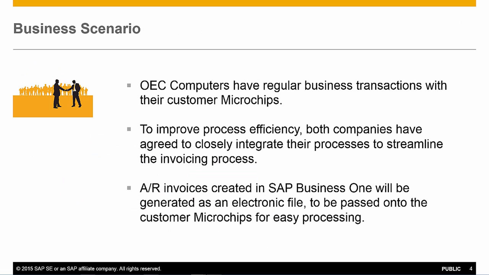Let's review a typical business scenario. OEC computers have regular business transactions with their customer microchips. To improve overall process efficiency, both companies have agreed to closely integrate their processes to streamline the invoicing process. Accounts receivable invoices created in SAP Business One will be generated as an electronic file, and then they can be passed on to the customer microchips for easy processing.